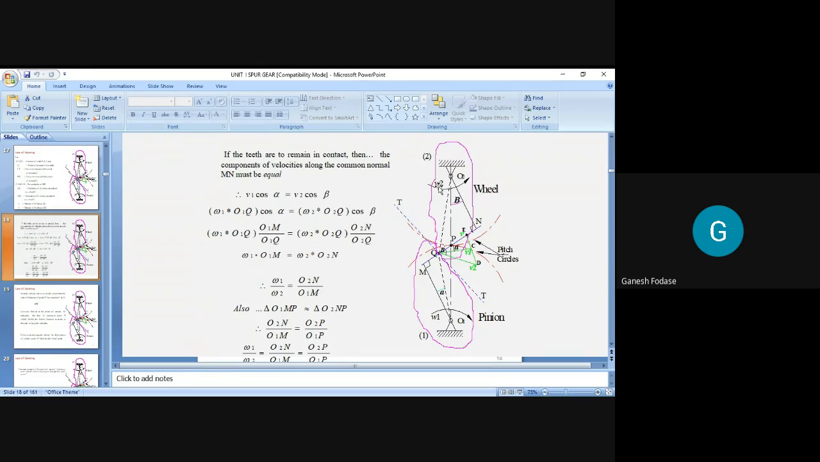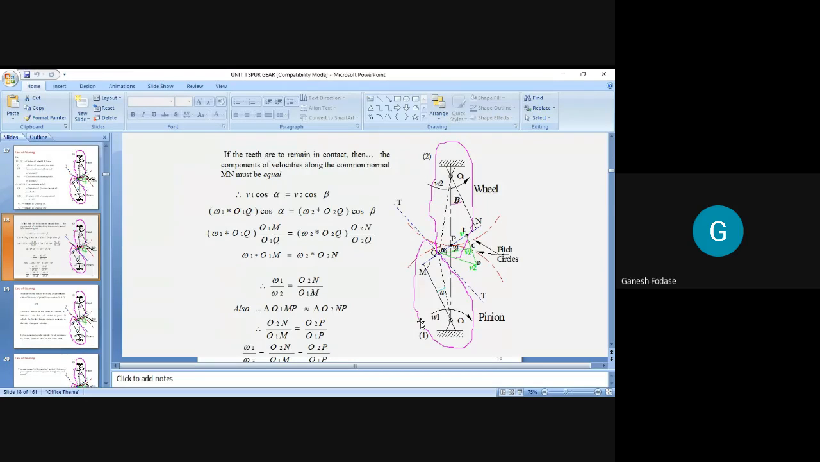I hope you remember this diagram. What it consists of: we consider two gear tooth profiles, a random gear tooth profile selected. We must draw this diagram by understanding. First, I consider two gear tooth random profiles, let's say having center distance O1, O2. So about O1, I consider a pinion rotating, let's say clockwise, and wheel rotating anti-clockwise. So O1, O2 is the center distance.